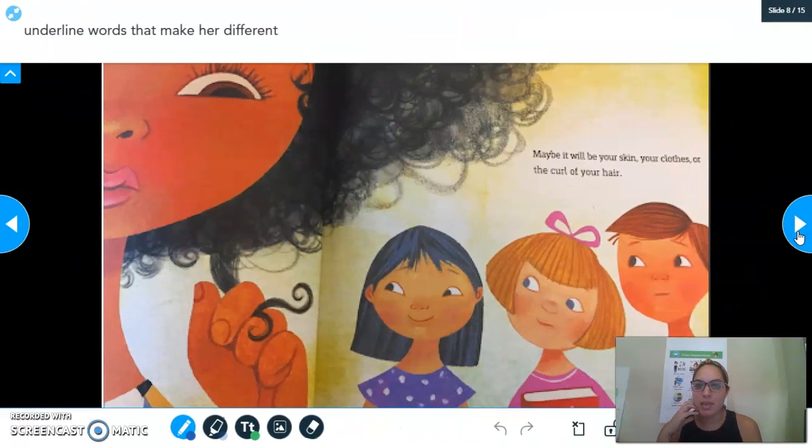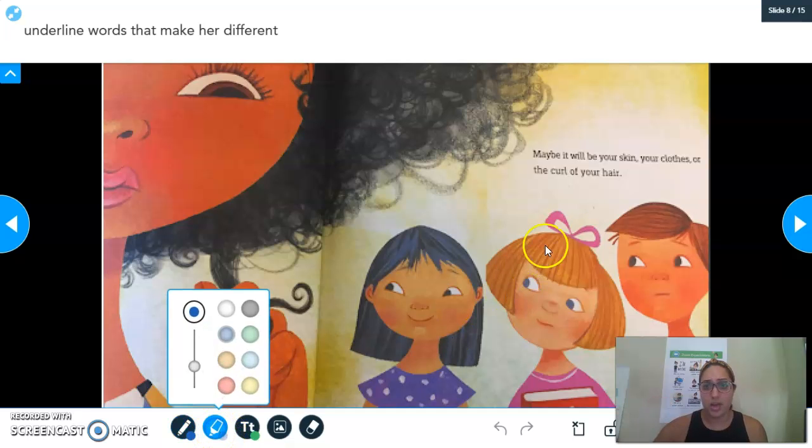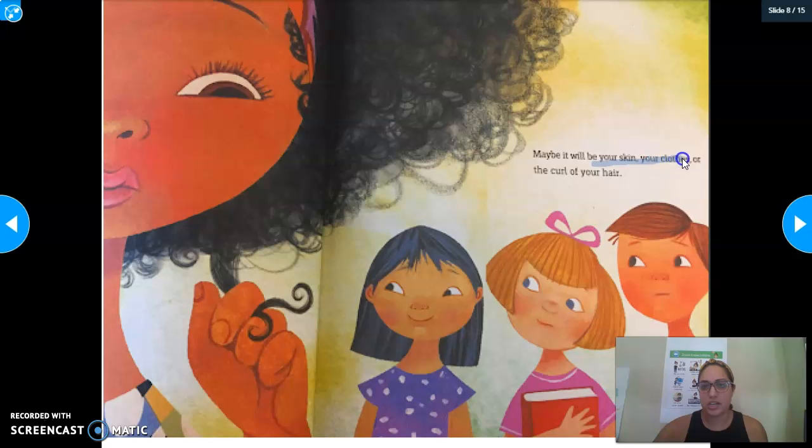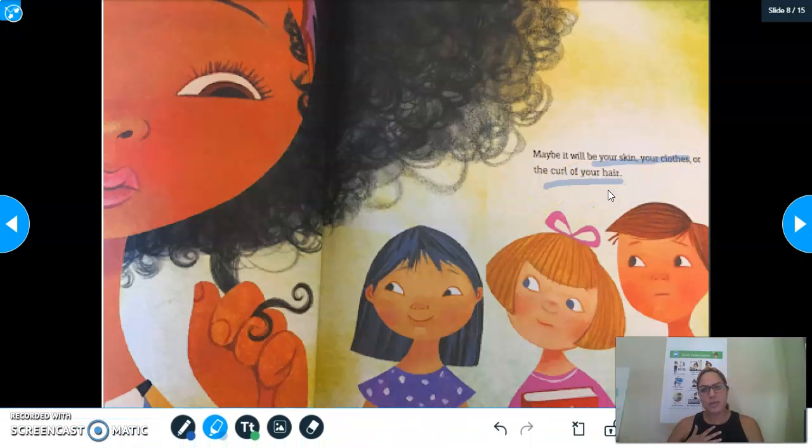Now it says, maybe it will be your skin, your clothes, or the curl of your hair. Look at her picture and take a moment. What do you think I should annotate? What is going to help me understand how she's feeling right now? I hope that you chose your skin, your clothes, and the curl of your hair, because this is helping me understand that she's feeling a little bit different.